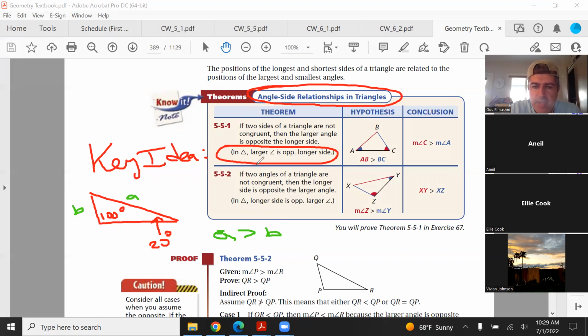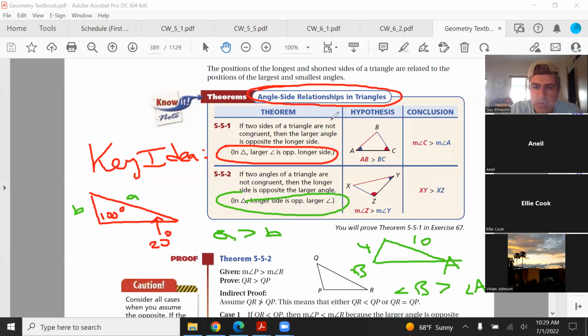And then also you could say if two angles of a triangle are not congruent, then the longer side is opposite the larger angle. Actually, that's what I just did. Or if you're given two sides here, say this is 4 and say this is like 10. Say I call this angle A and I call this angle B. Angle B will be larger than angle A because angle B is opposite the longer side. So that's all it's saying. Longer sides opposite larger angles, right? Or larger angles opposite longer sides, same thing.